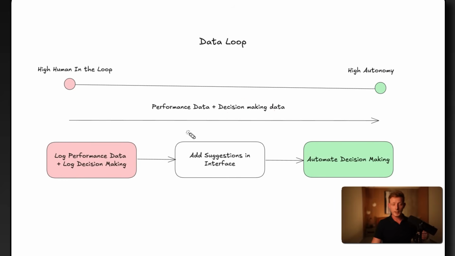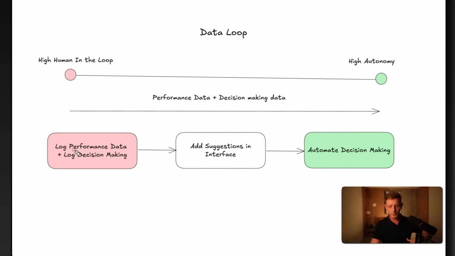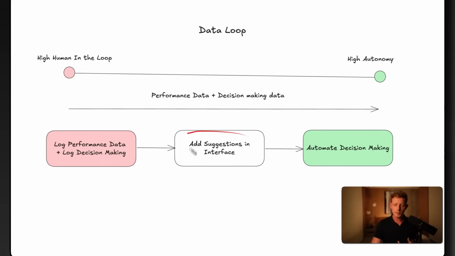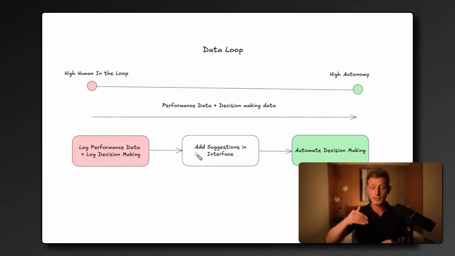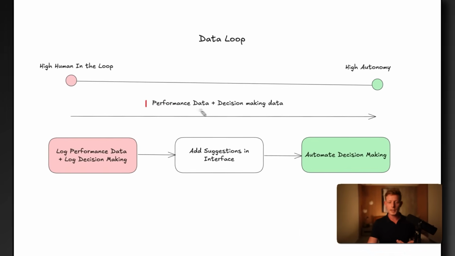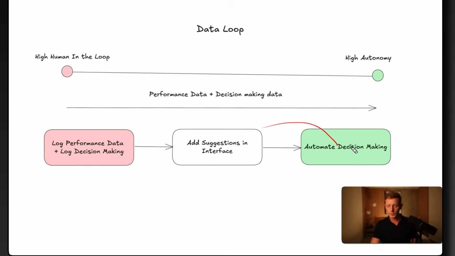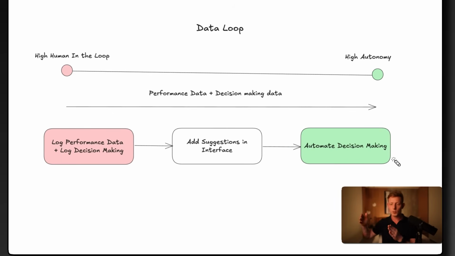So if you're logging this decision-making data and the performance data, you can slowly but surely first take the first action, which is a little bit more autonomous, which is adding suggestions in the interface. If you already know which sort of ideas they generally pick, you can start adding suggestions in the interface. You can steer the system towards more of those types of ideas. And eventually, once you get more and more performance data, you can start automating some of the decision making in your system to make it more autonomous.